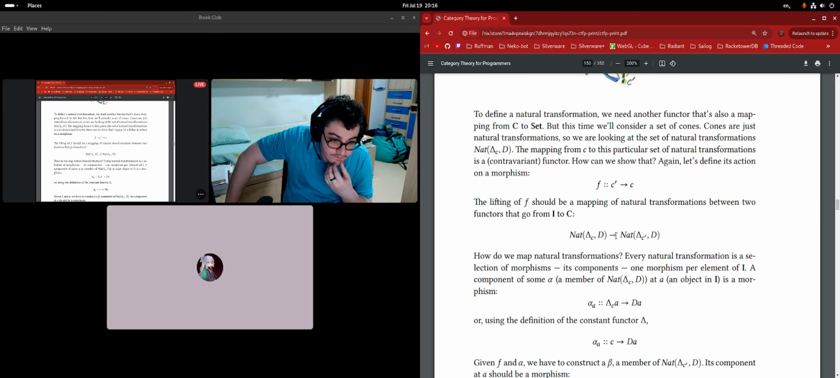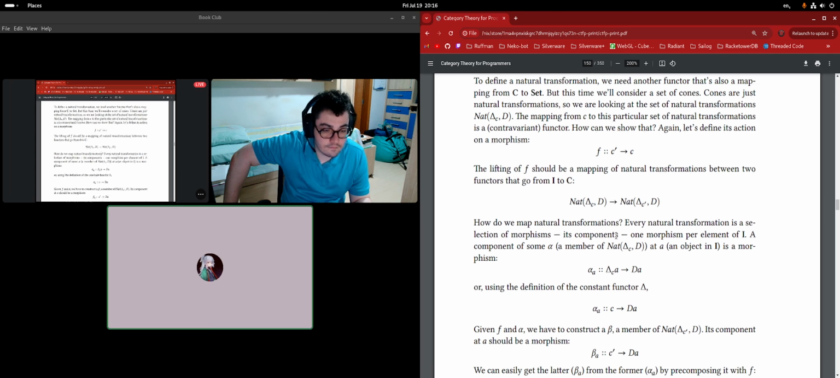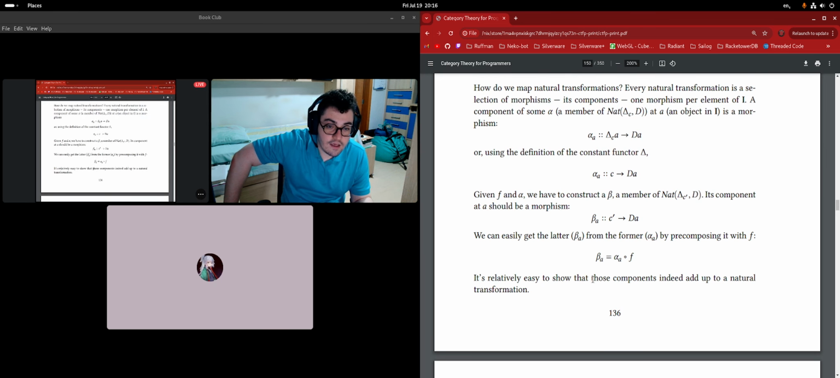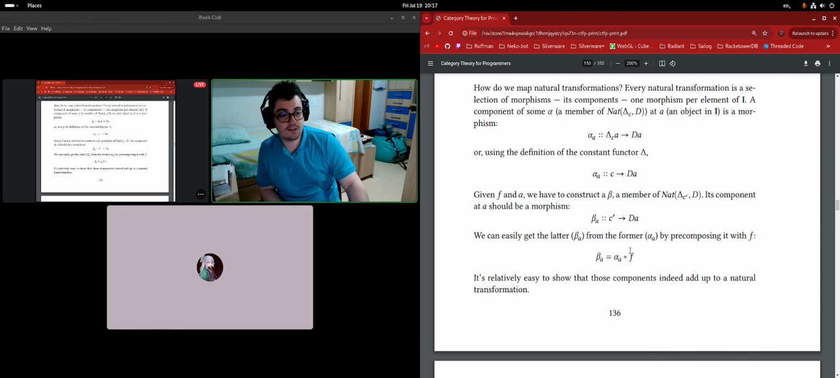So alpha. The whole component thing is when you apply an element of the category that the functor is of. It's the natural transformation at a particular point, I guess you could call it. Or using the constant functor, we can rewrite it as this. Given f and alpha, we have to construct a beta, a member of Nat. Its component at A should be a morphism, but it's also using the delta, the constant functor trick. So it can be written as this. We can easily get the latter from the former by precomposing it with f.